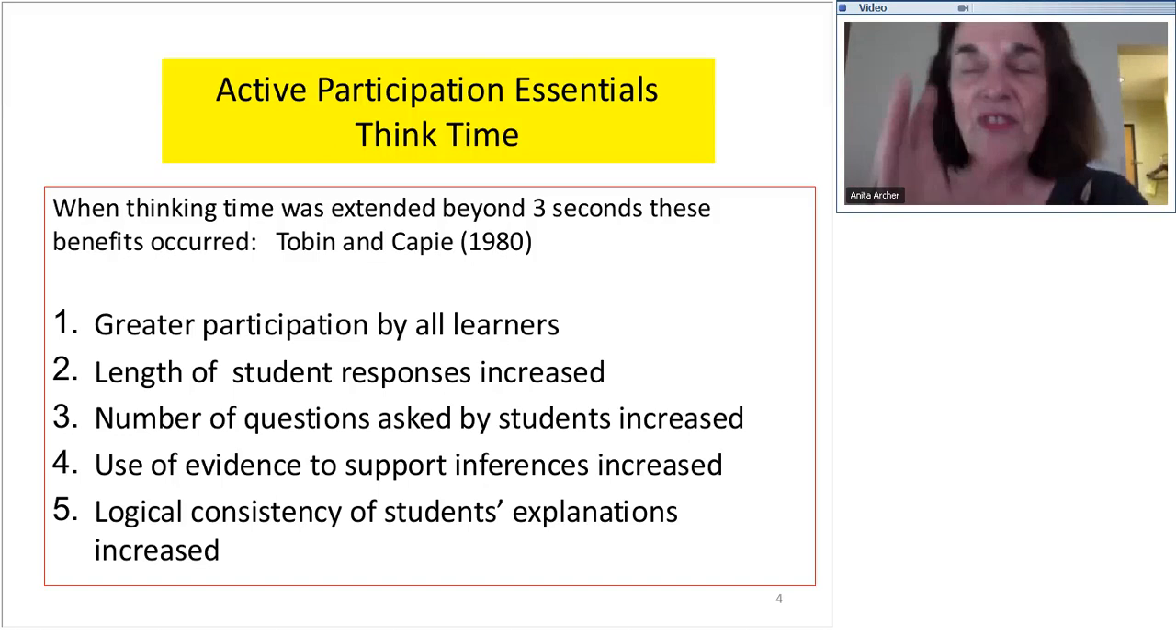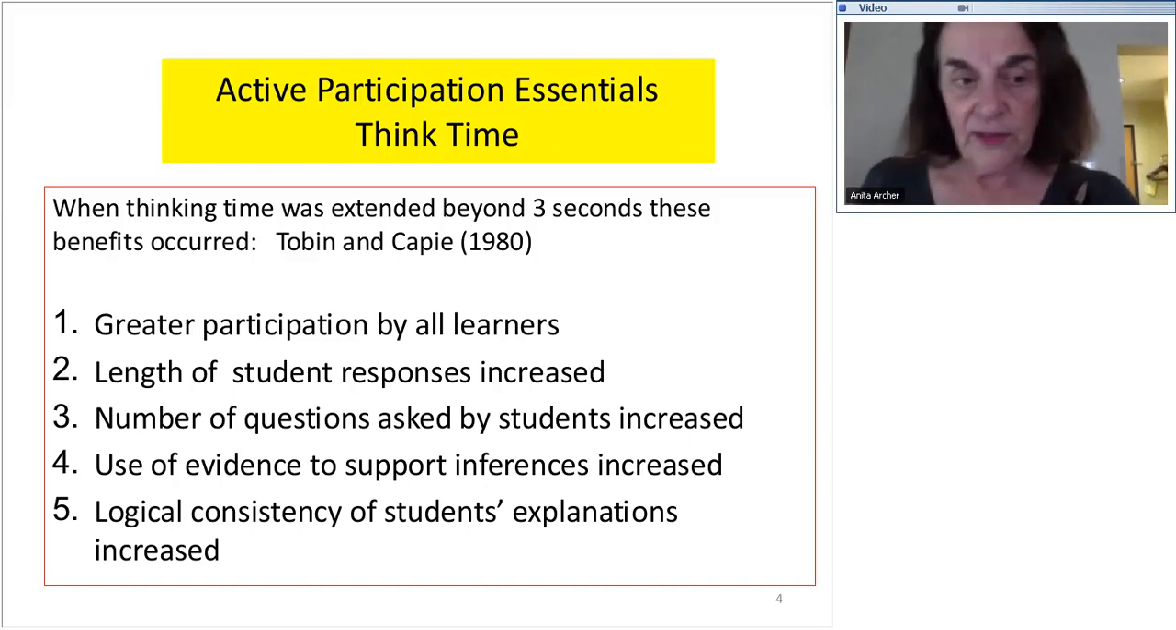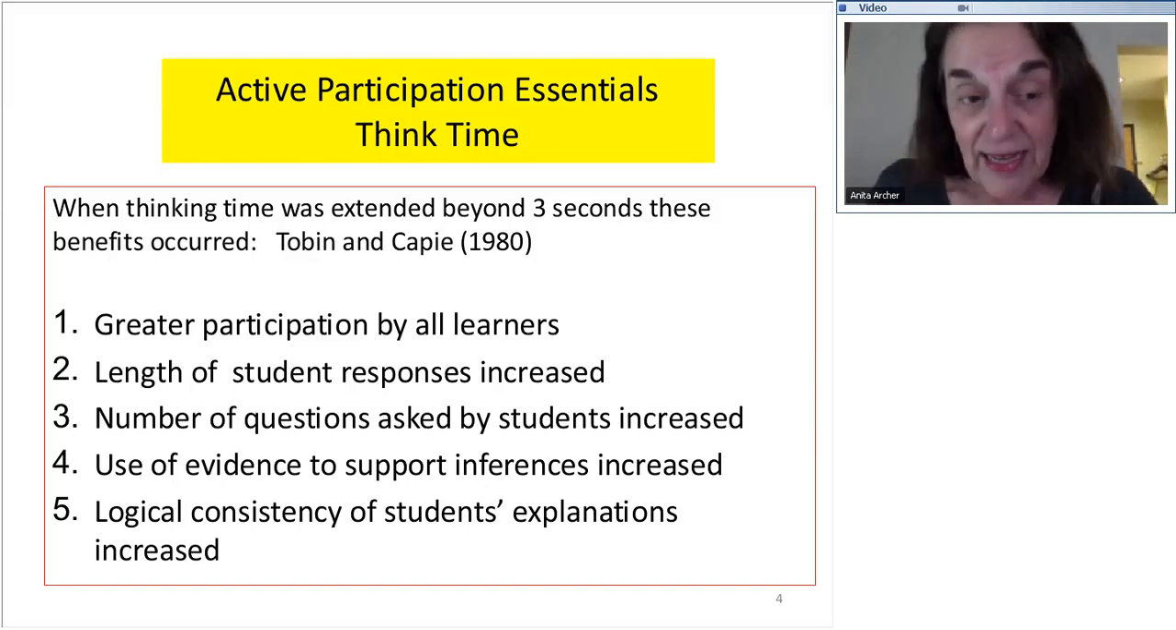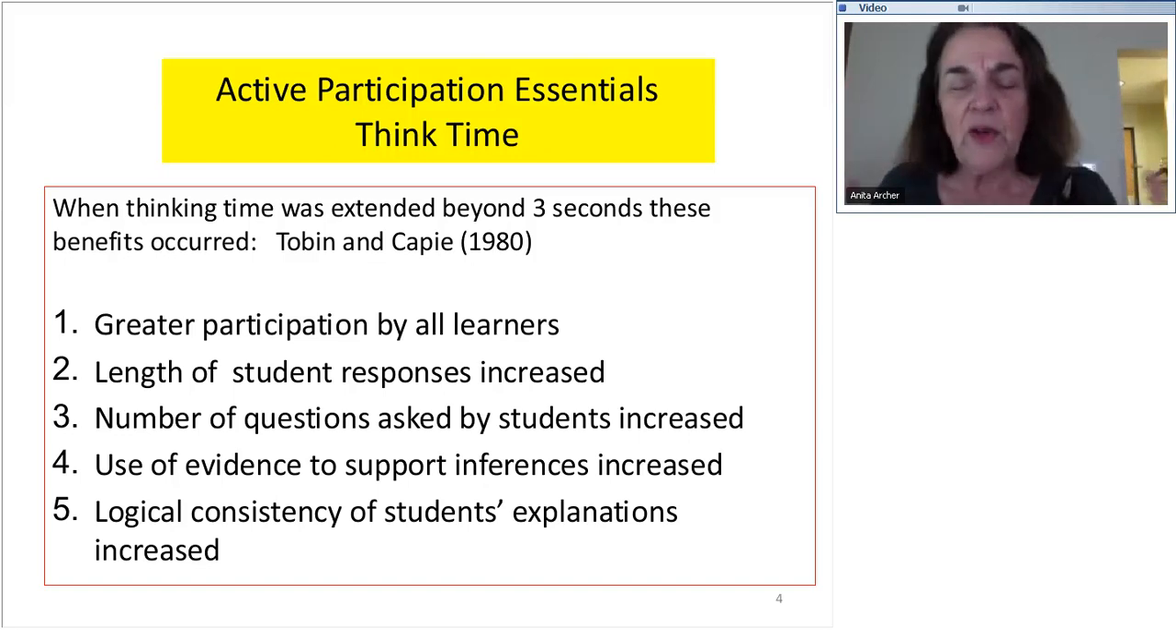If you had a chance to think, well, you're also going to have more questions. So not only did the answers get better, but the students started asking more questions themselves. And here's something that the Common Core would certainly like. They started using more evidence because they had time to think about it.